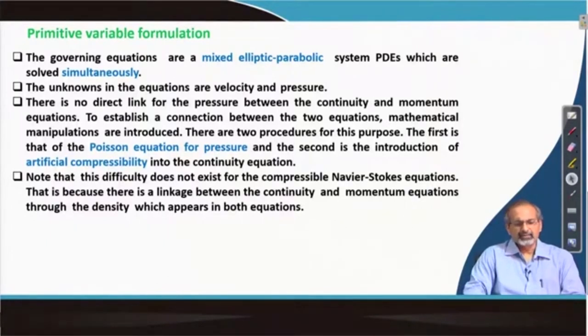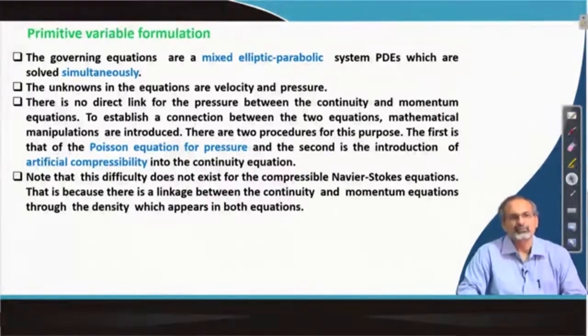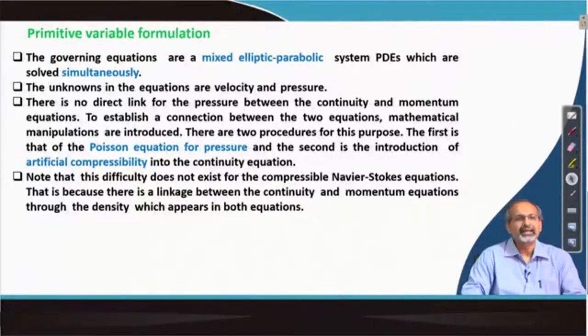Again, we note that this difficulty does not exist for the compressible Navier-Stokes equation. That is because there is a linkage between continuity and momentum equations through the density, which appears in both the equations. So, the trouble has come up because density is no longer of any significance, and now we are left with this problem that the two equations are apparently disconnected. However, we saw that the vorticity stream function approach is one possible way by which we can inherently address that problem.